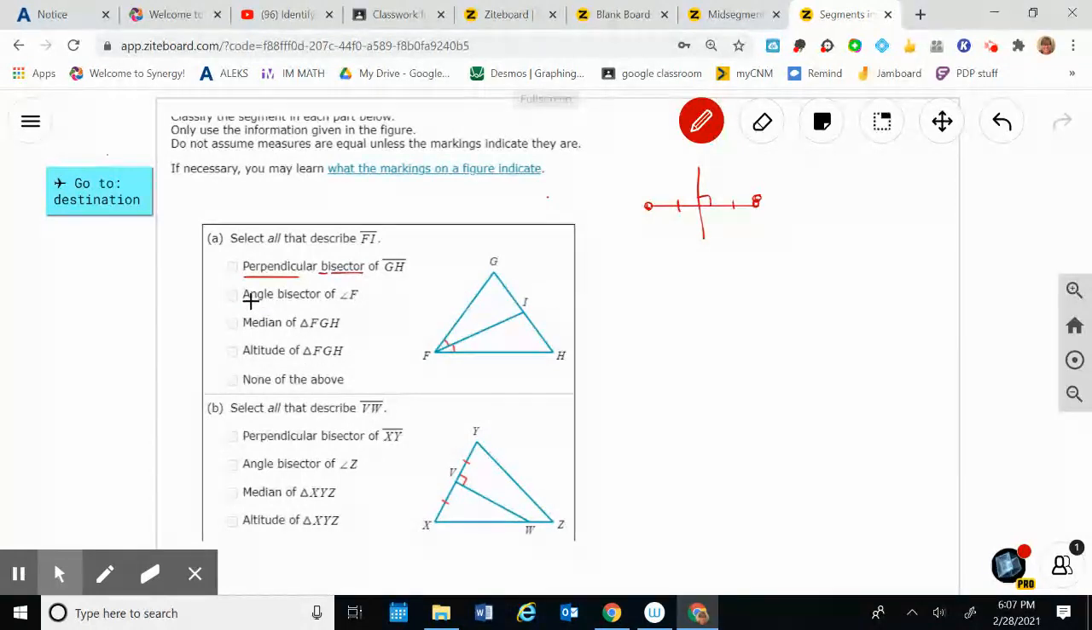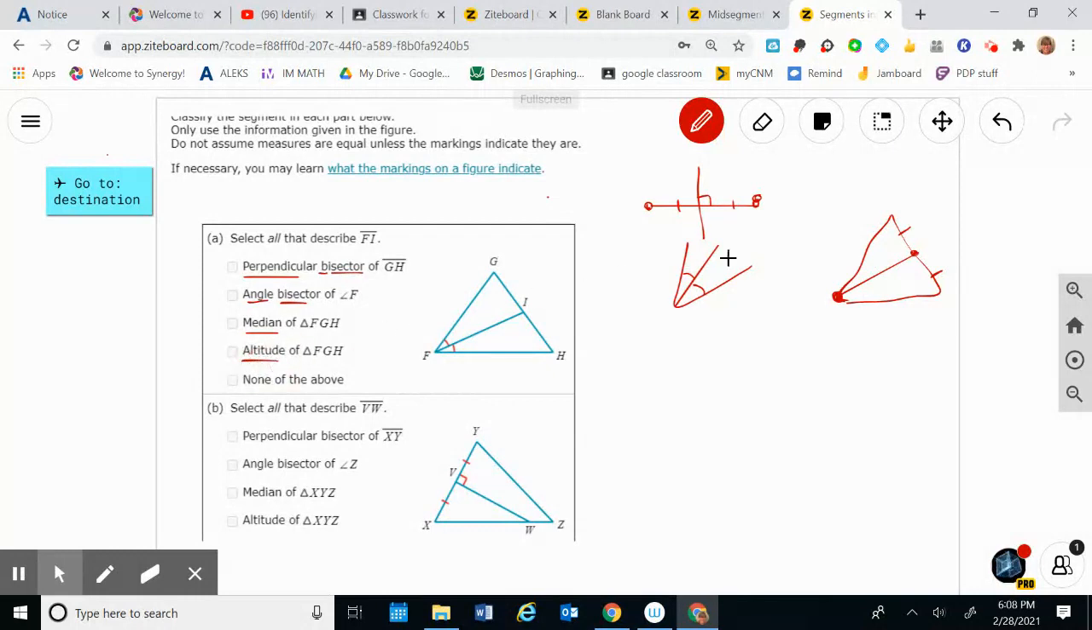An angle bisector literally means it cuts an angle in two. It's bisecting an angle into two equal pieces. A median is something you might need to memorize. A median is a specific segment. It goes from the vertex to the midpoint. So if you have a median, those two sides are equal. And all three medians meet at the centroid.